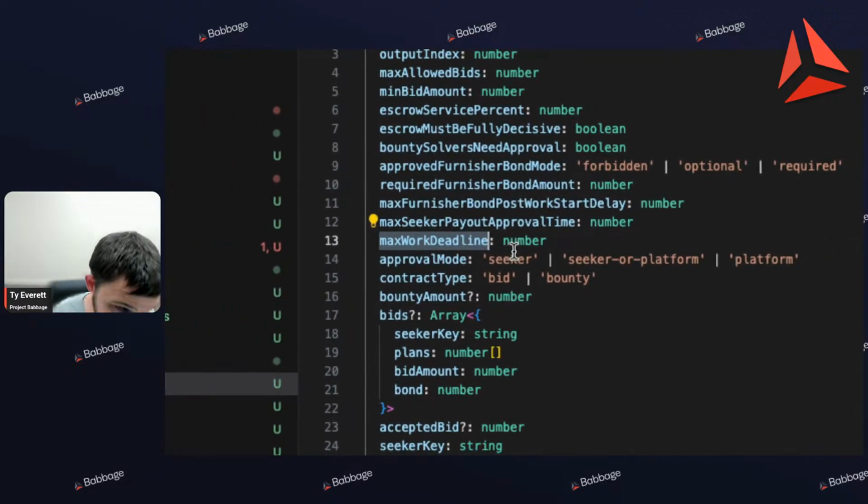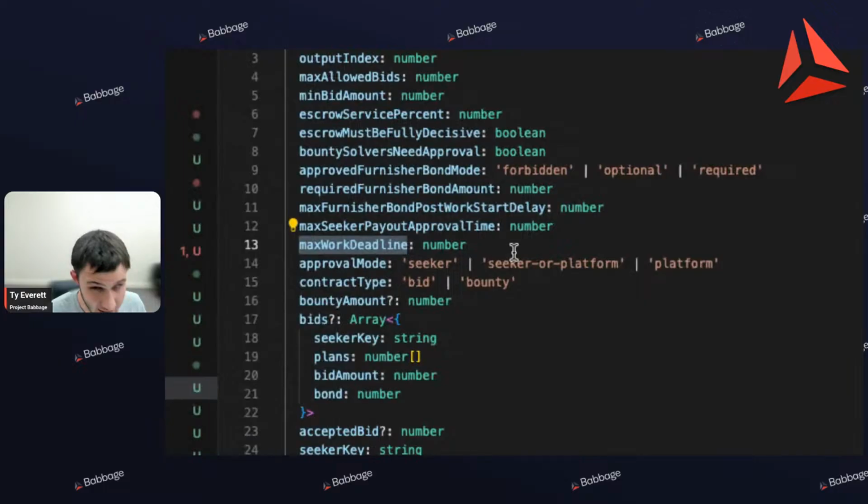And this value relates to the amount of time that must elapse from when the work starts until the seeker of the work can claim a dispute for not being done on time, essentially the deadline, right? How long does the furnisher have to complete the work? At what time will this work expire?